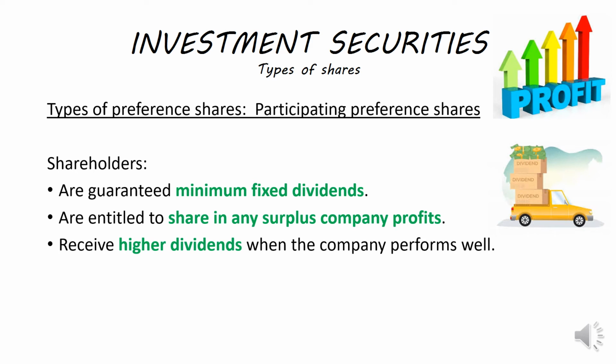Right, so in other words, they will receive a higher dividend when the company performs well. Because then, as I said, they will receive their minimum fixed dividend as well as their share of any profits left over. So when the company performs well, they will not only receive their minimum fixed dividend, they will receive additional dividends as well, if the company made a decent profit.